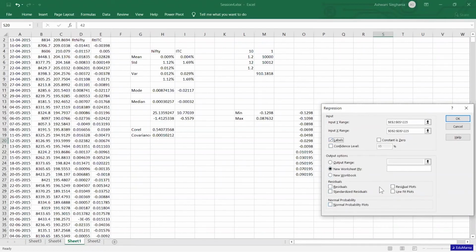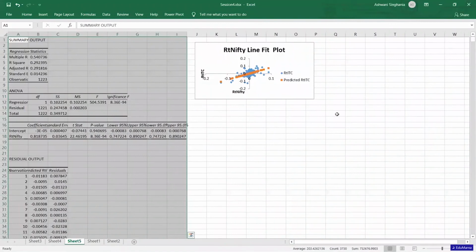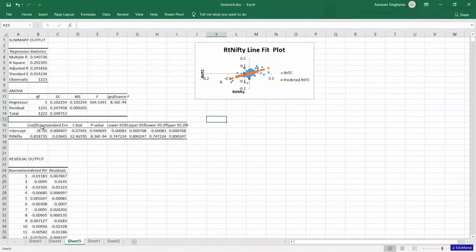And then I need the line fit plot. Yeah, all done. So here we can see the same equation. This is the intercept, which in our example case 2 was the intercept. This intercept will be added, and this is the coefficient that is multiplied by 100 in our case, right? So X is what? The Nifty return. So the equation is this intercept plus Nifty return multiplied by this coefficient.